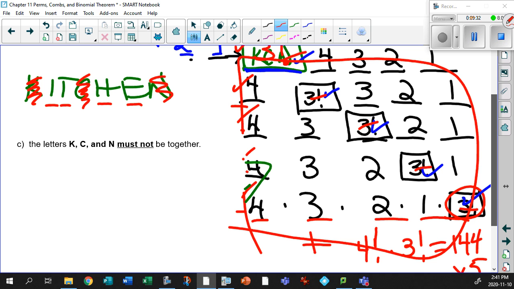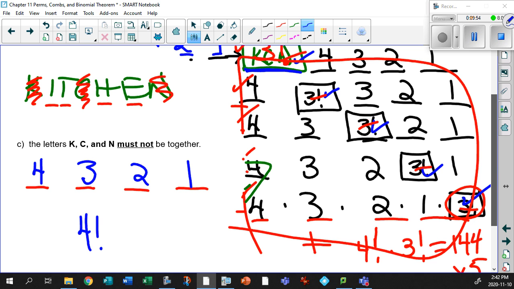So if you think about it, let's put those letters in right now. 1, 2, 3, and 4. Those could be any of those letters: I, T, H, or E. So I've got 4 choices for that letter, 3 choices for the next letter, 2 choices, and then 1. So in fact, I have 4 factorial choices for where those letters can be. But think about it. If K, C, and N cannot be together, where could they possibly go? Well, K could be up front here, or K could be in between there, and one could be here, and one could be here, or one could be out here.